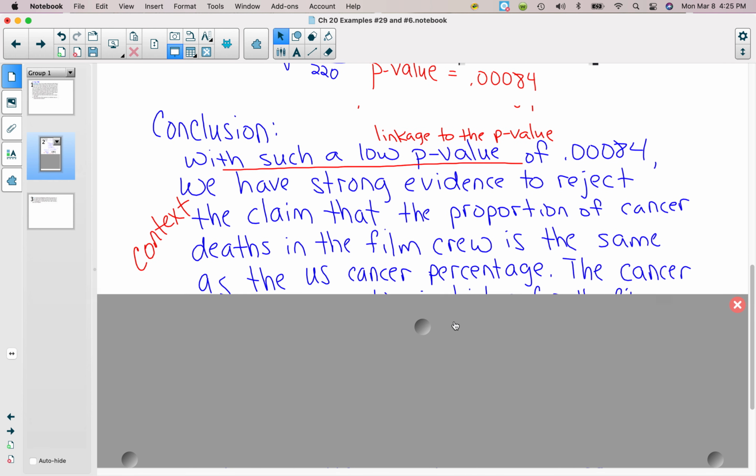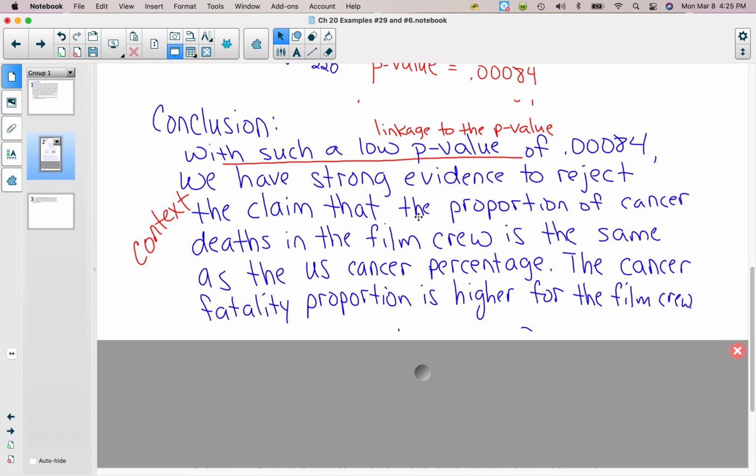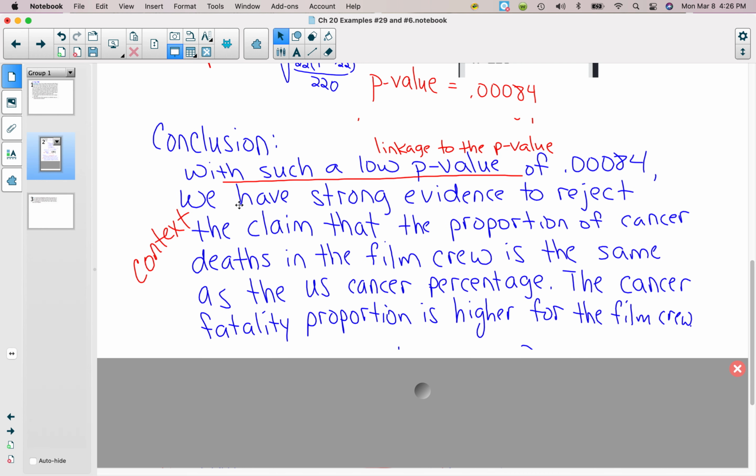So here's my conclusion that I would state, and it's kind of a fill-in-the-blank type of thing. With such a low p-value, it's really important that you link your decision to the p-value. So this p-value is very low. With such a low p-value of 0.00084, we have strong evidence to reject the claim. So this is my decision to reject the null hypothesis, to reject the claim that the proportion of cancer deaths in the film crew is the same as the U.S. cancer percentage. The cancer fatality proportion is higher for the film crew.